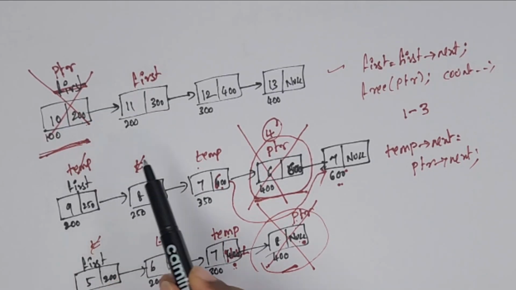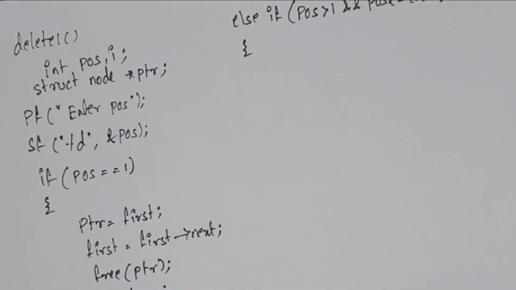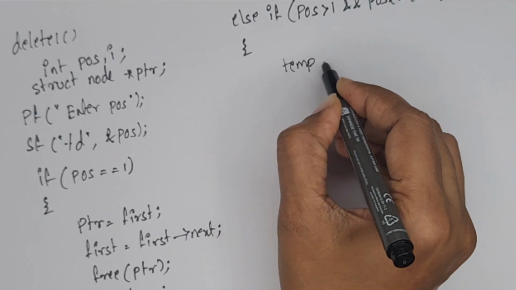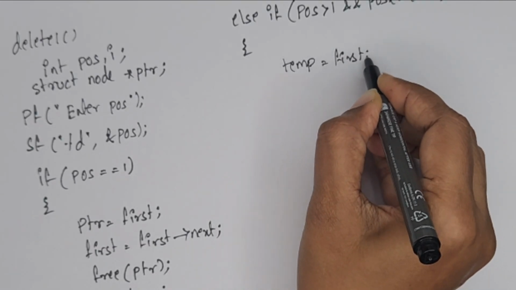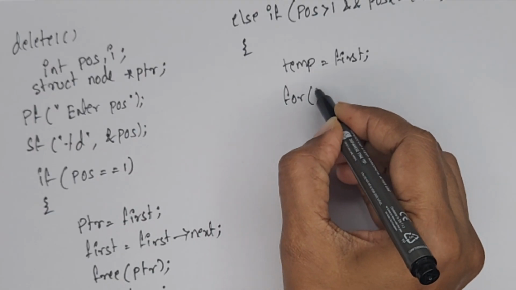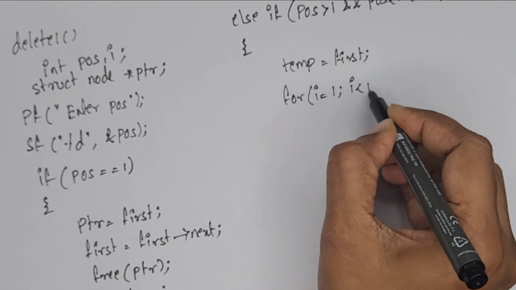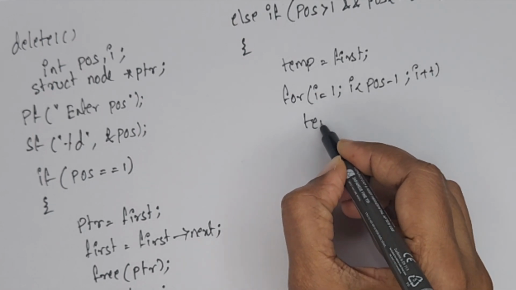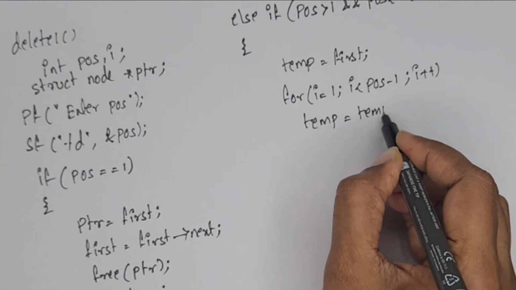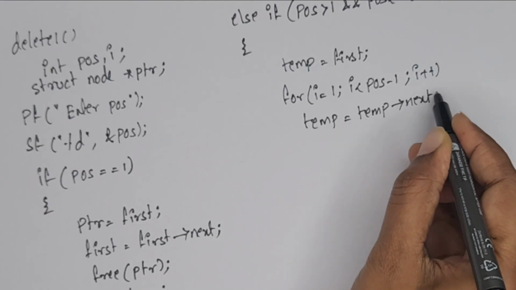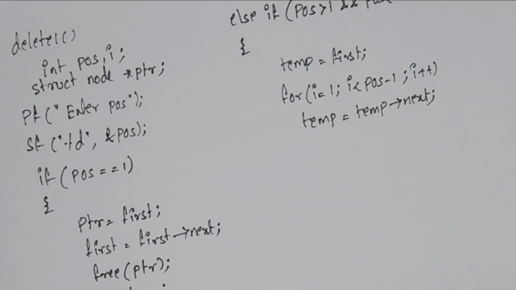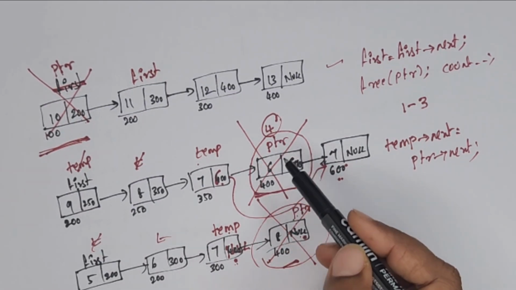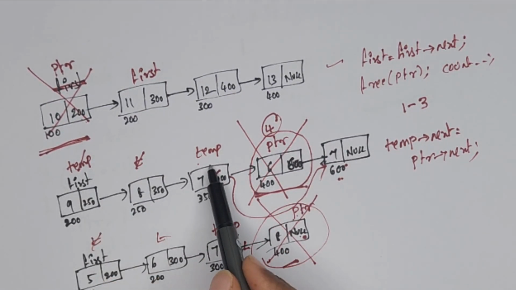First, temp moves from the first node to position minus 1. Temp equals first, first is assigned to temp, and move: for i equals 1, i less than position minus 1, i plus plus, temp equals temp of next. Like this you have to move temp from the first node to position minus 1. See how we just deleted the fourth node. Temp moves from the first node to the third node.